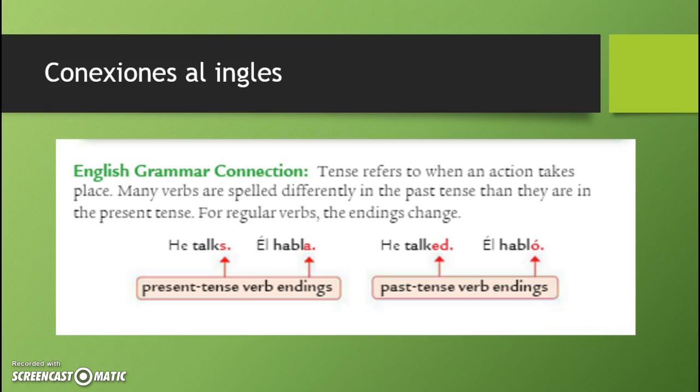In Español, I'm going to have a totally different set of endings. So remember I had o, as, a, amos, an. What do you do to an AR verb?